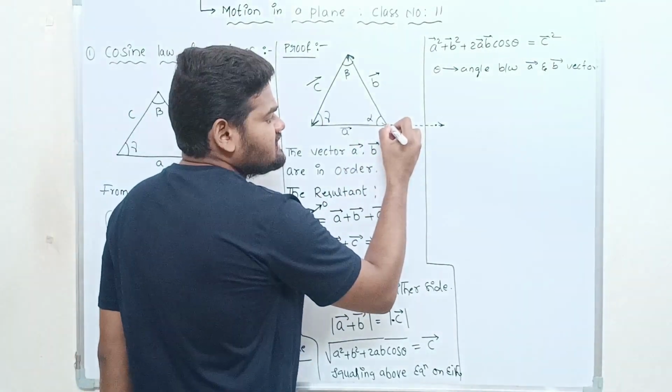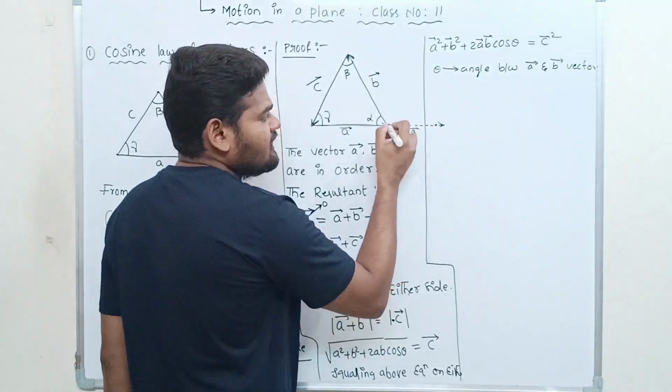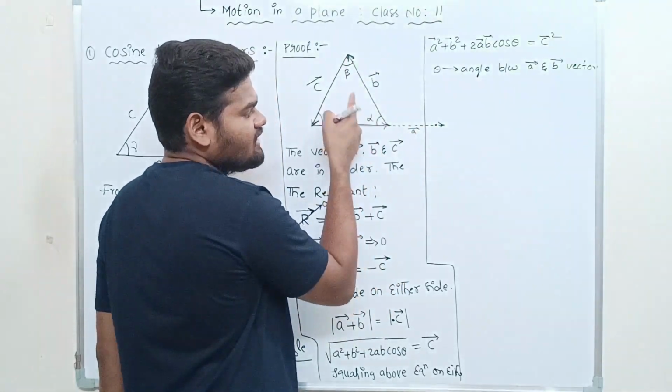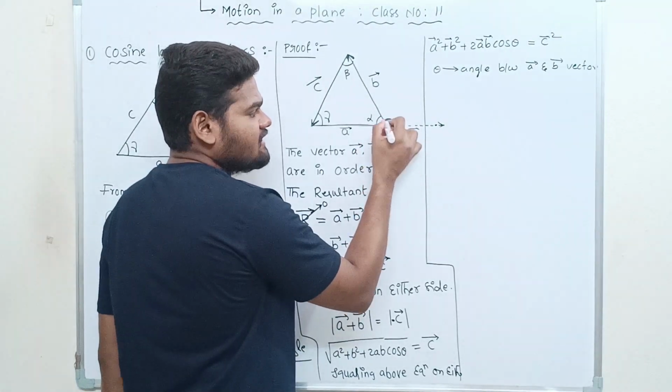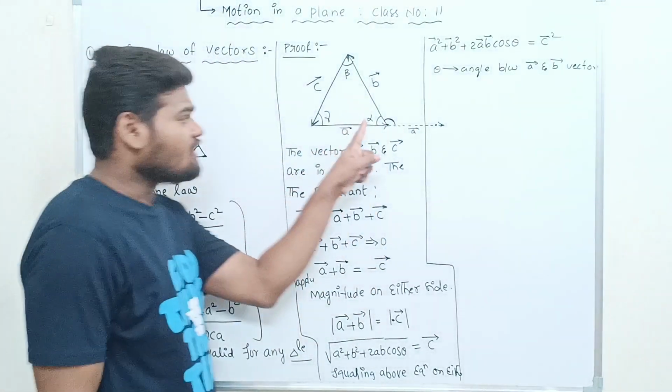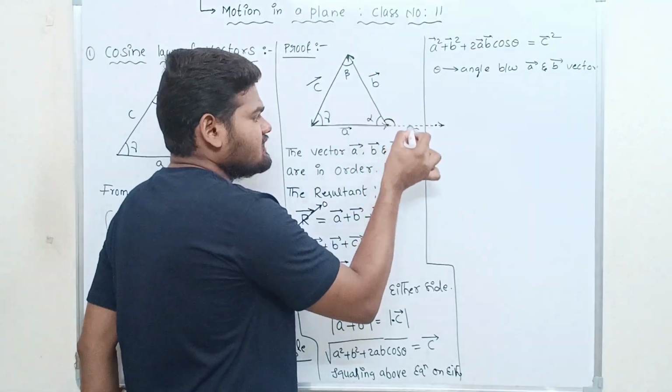Have a look. Now this is the tail of the a bar vector. Okay, now this is the tail of the b bar vector. Now we have to find the angle between a bar and b bar vector. Tail. Now this angle is valid. So have a look. This is a straight line. This is a straight line.